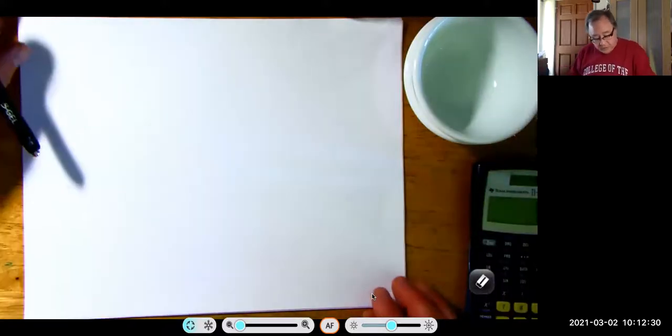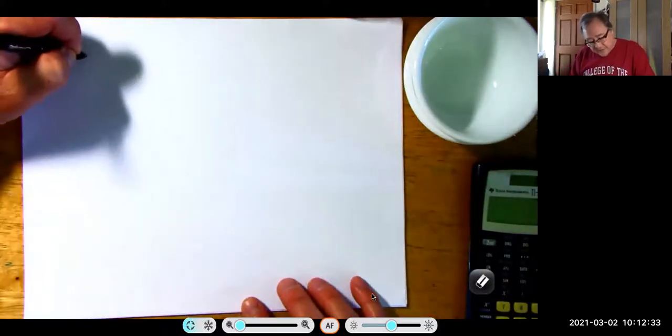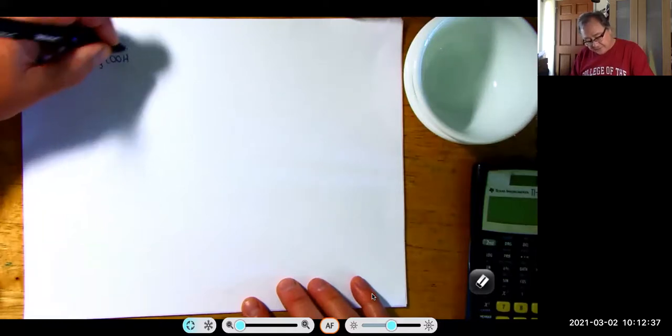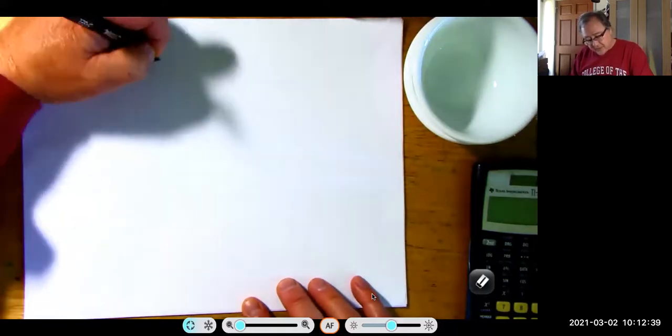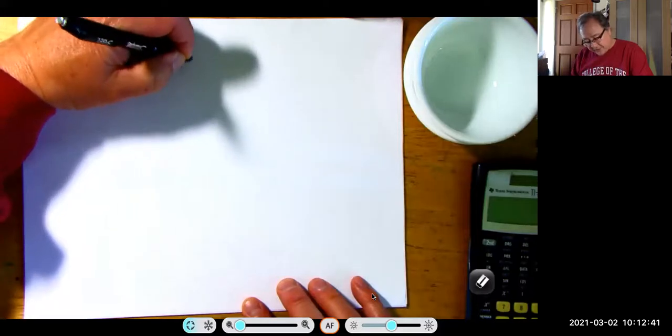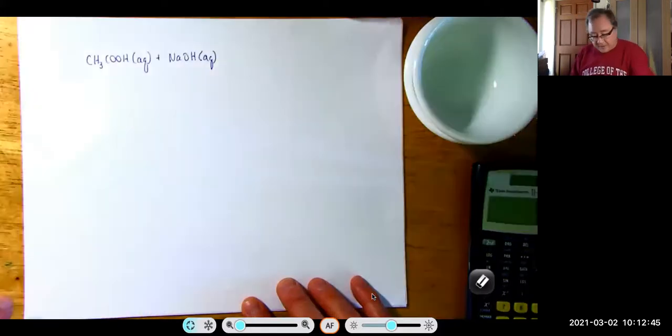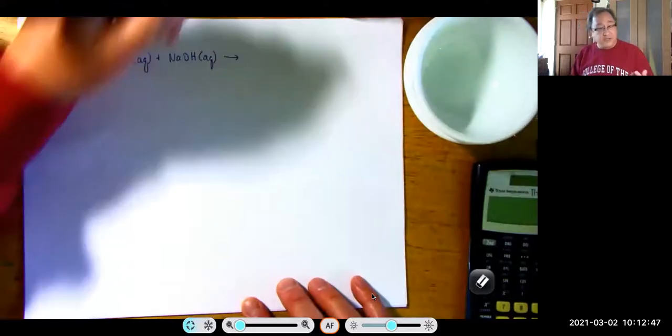Okay, so normally, how do we do this reaction? What we do is we take acetic acid, which is found in vinegar, and we react it with a strong base like sodium hydroxide. Now we make a solution of this strong base, and the reaction is quantitative.